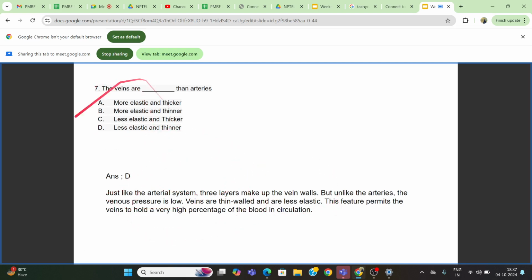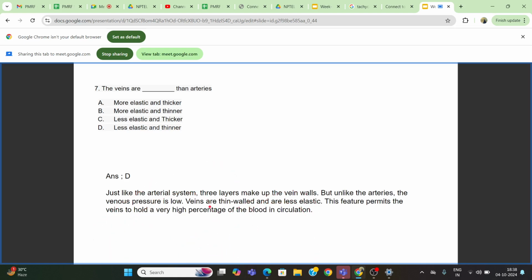Like the artery, a vein also has the tunica externa, tunica media, and tunica intima. But one difference is that the pressure is very low in the veins. So veins don't need to withstand that much pressure, and that's why the wall is thinner. It's not thickened, it's thinner and less elastic.